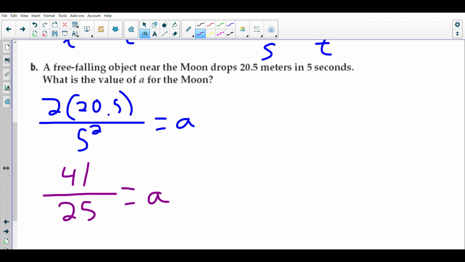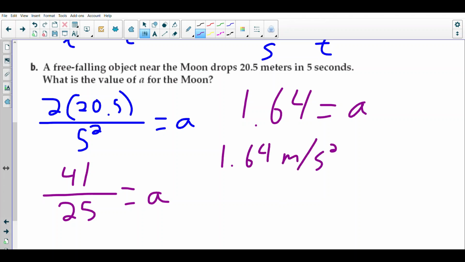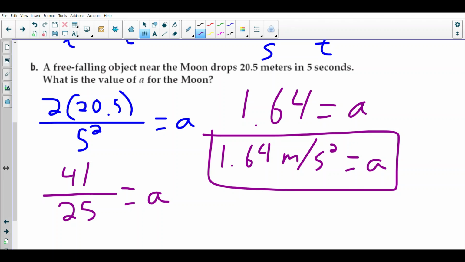And 41 over 25 is 1.64. So we get 1.64 is equal to a. We now know that, and the real label is meters per second squared, so I'm going to write that for you: 1.64 meters per second squared, because we had meters on top and we had time squared. So the acceleration rate on the moon is 1.64 meters per second squared.